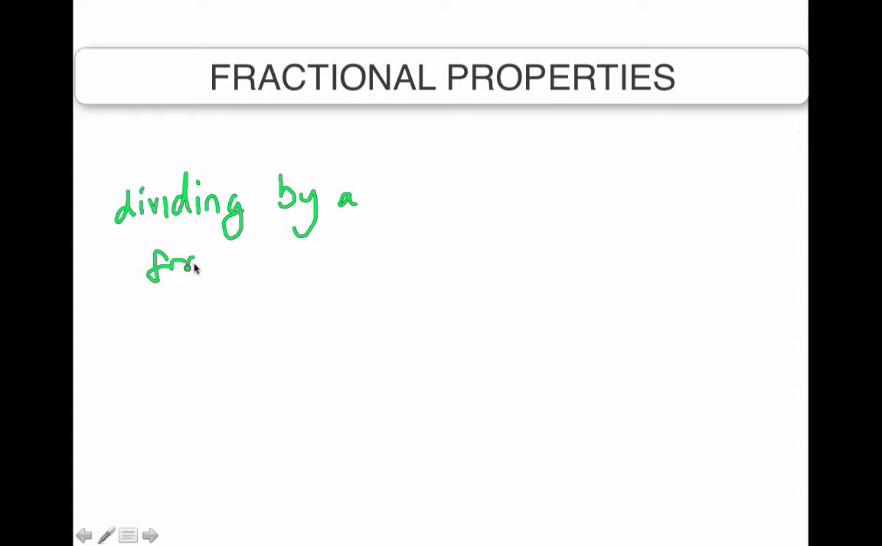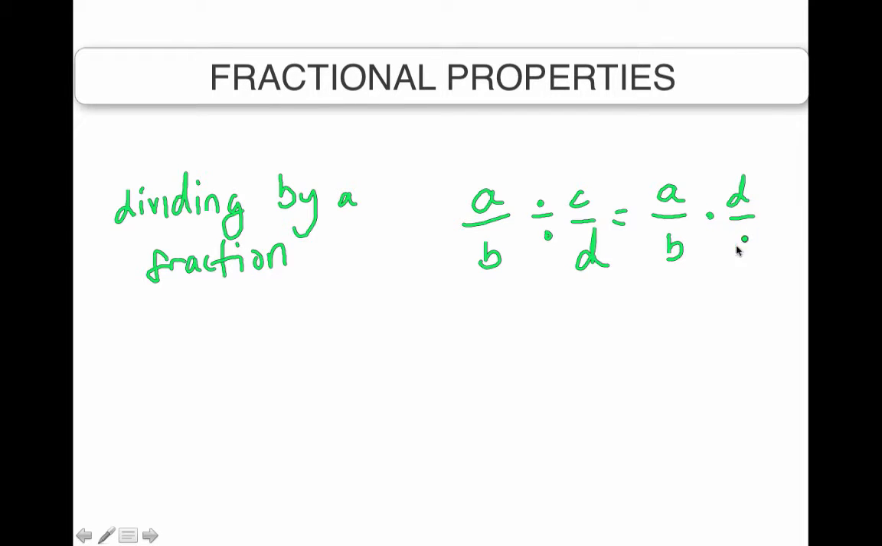Okay, and then when we divide fractions, dividing by a fraction is the same thing as multiplying by the reciprocal of the fraction that you're dividing by. So A over B divided by C over D is the same thing as A over B times D over C.